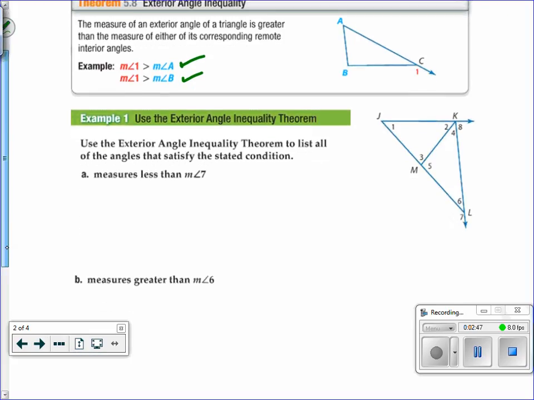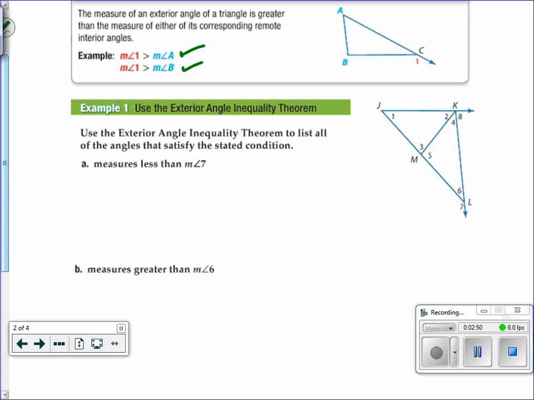In example 1, we want to use what we know about the exterior angle inequality theorem. We really have to stick to that because we're comparing the exterior angle to its two remote interiors. So we need to remember that an exterior angle is always greater than the remote interiors. For problem A, it says measure less. We want the angles whose measures are less than angle 7. And angle 7 is an exterior angle. It's an exterior angle associated with two triangles, one of them being triangle MKL.